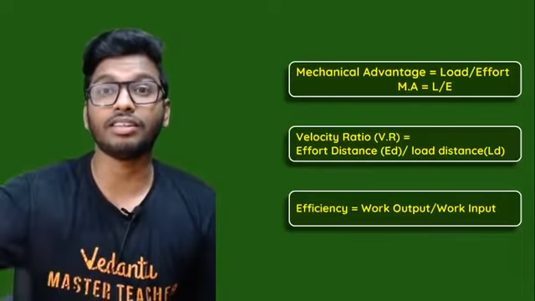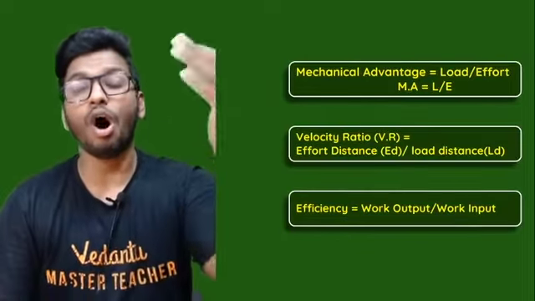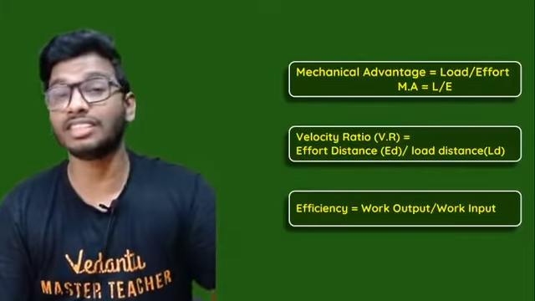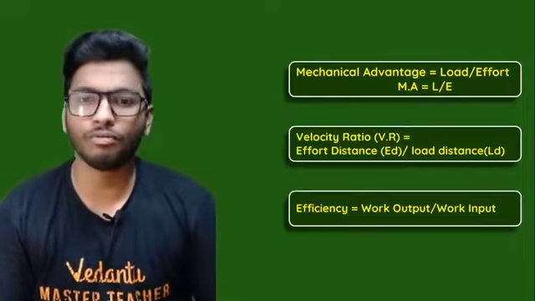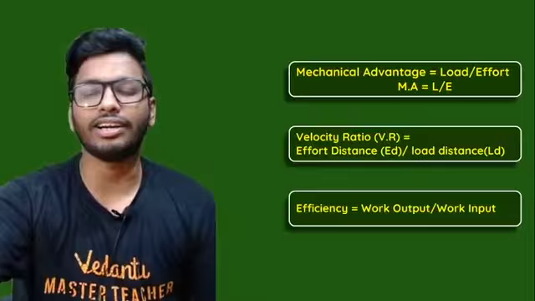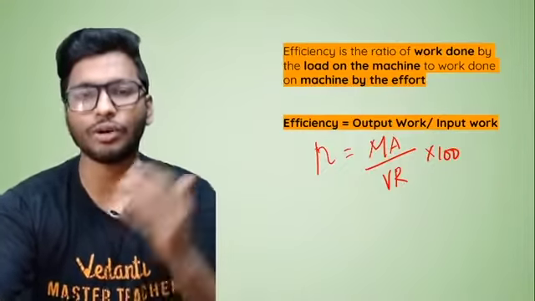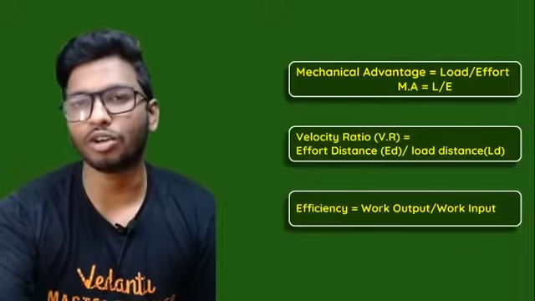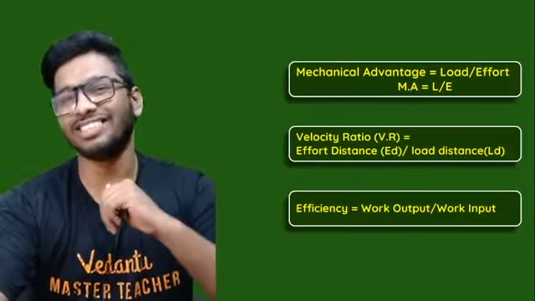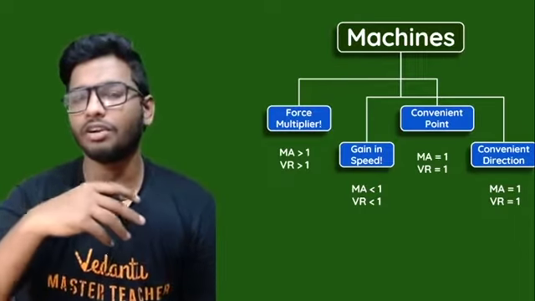Velocity ratio is either the velocity of the effort divided by the velocity of the load, or the distance moved by the effort divided by the distance moved by the load. And efficiency is nothing but output work by input work, or you can also write it as efficiency is equal to mechanical advantage divided by the velocity ratio into 100, which would give you the percentage of efficiency. So that's it, guys. Now to tell you a couple of things that you'd have been wondering.